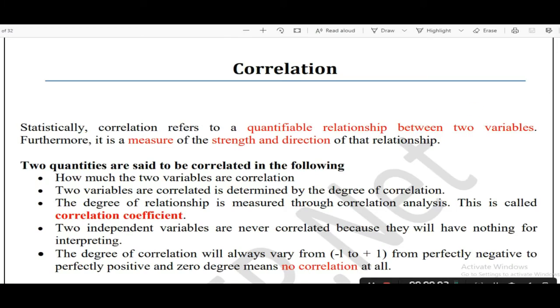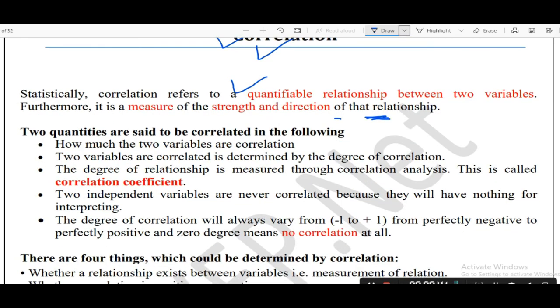Now let's understand the correlation. So what is correlation? Statistically, correlation refers to the quantifiable relation between the two variables. When we want to check or quantify two different variables and find out the relation between them, we just use the correlation. Furthermore, it is a measure of the strength and direction of the relationship. So what is the relationship, and what are the direction and strength between the variables? We just use this correlation to find out the relationship between the variables.